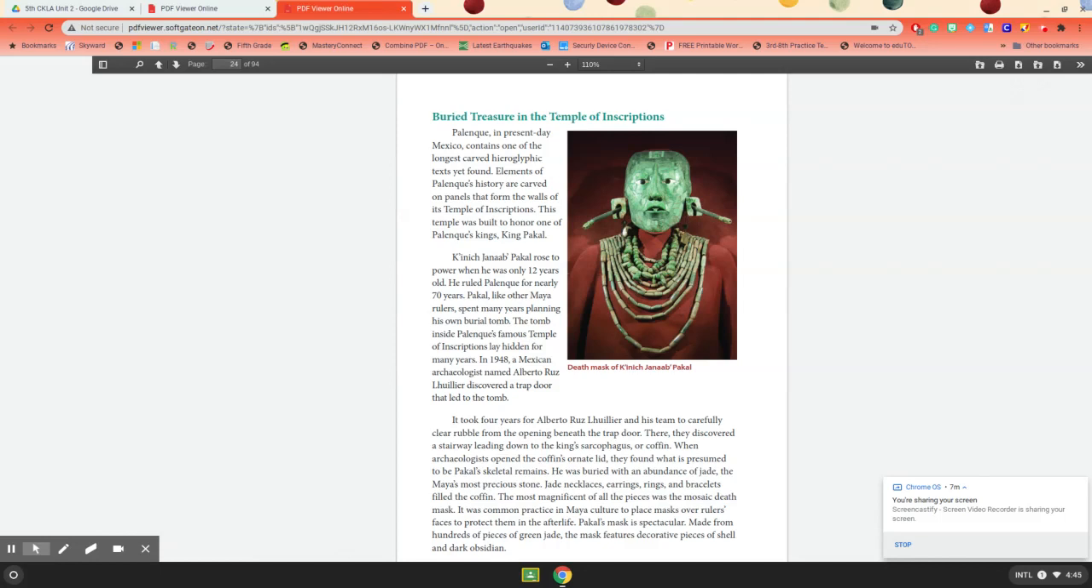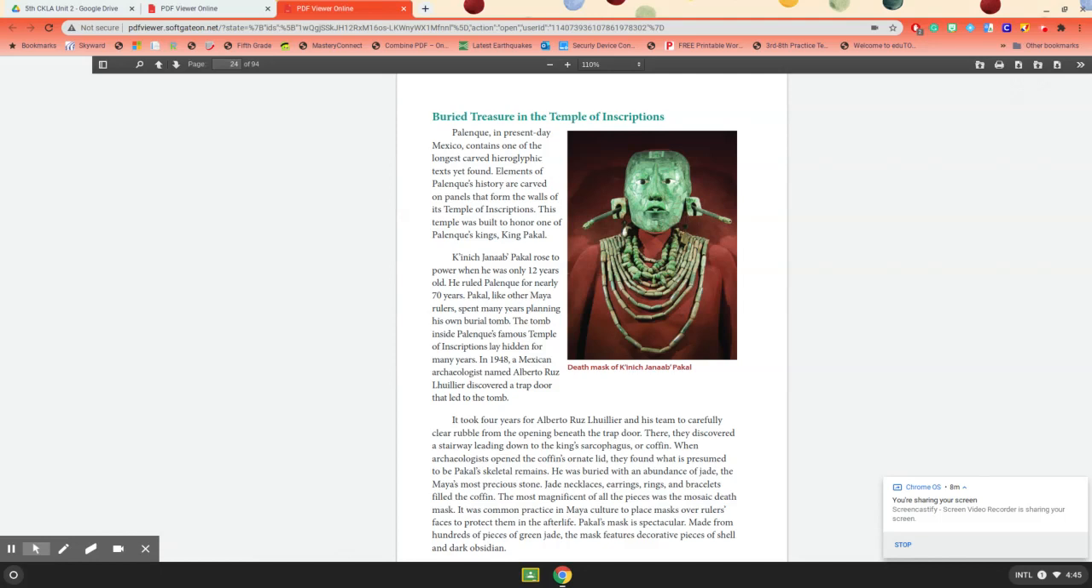In 1948, a Mexican archaeologist named Alberto Ruz Lhuillier discovered a trap door that led to the tomb. It took 4 years for Alberto Ruz Lhuillier and his team to carefully clear rubble from the opening beneath the trapdoor. There they discovered a stairwell leading down to the king's sarcophagus, or coffin, where archaeologists opened the coffin's ornate lid. They found what is presumed to be Pakal's skeletal remains.